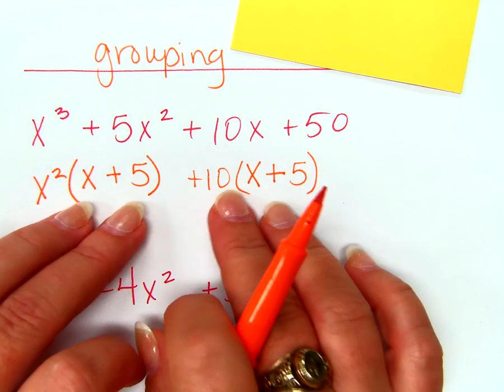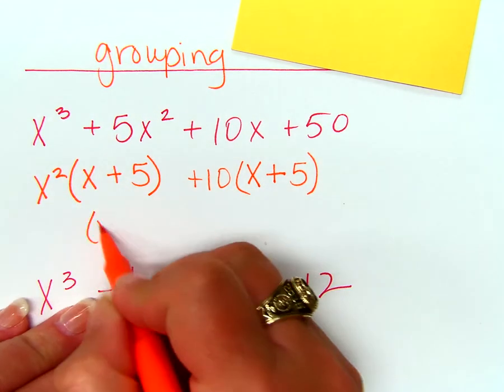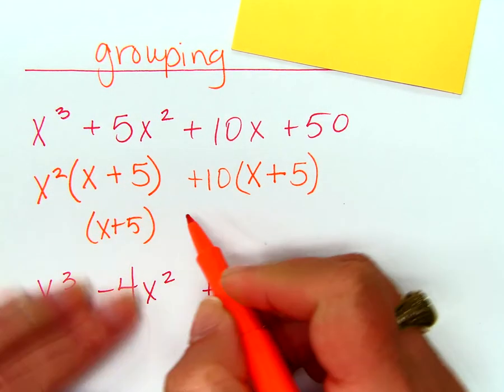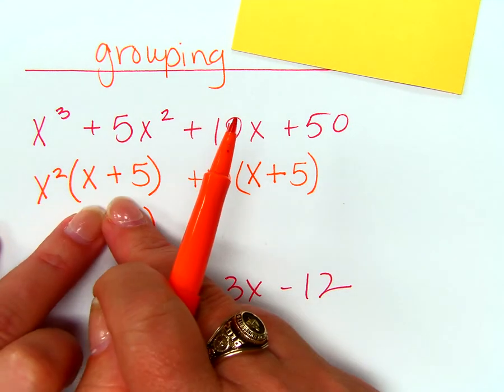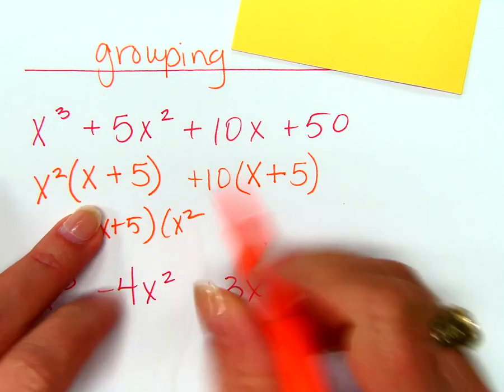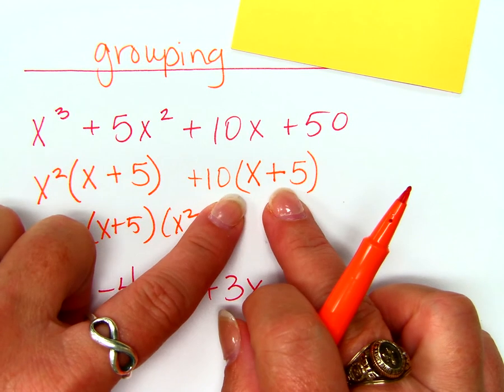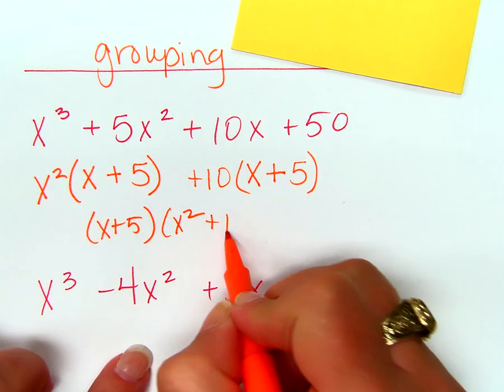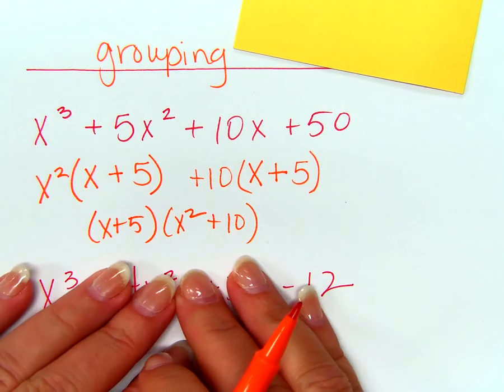What do these two terms have in common? An x plus 5. If I factor an x plus 5 from this term, what's left? X squared. If I factor an x plus 5 out of this term, what's left? 10. Done.